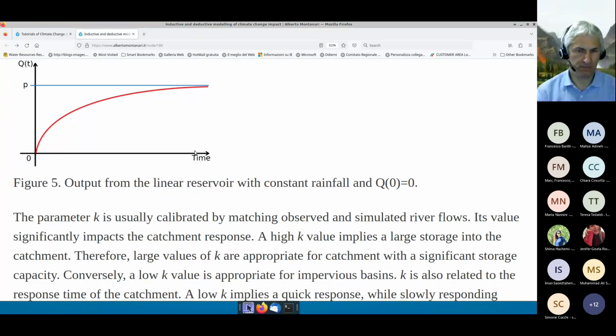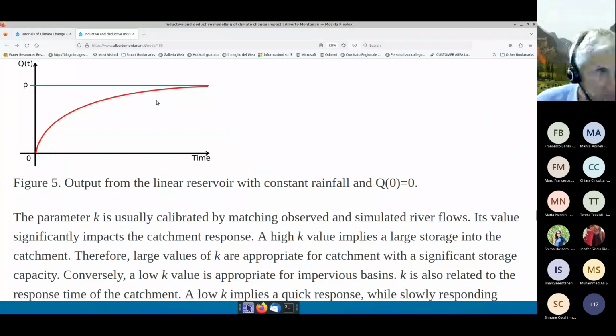Now, the question here is the value of K. Okay, and the value of K, let's discuss it next time. Because next time I want to discuss, as I anticipated to you, how the model parameters for a given model, maybe a climate model, maybe whatever, are estimated. So let's forget about the value of K.